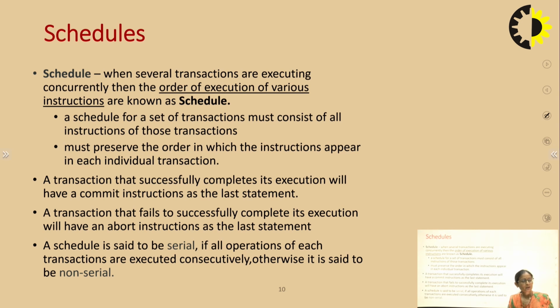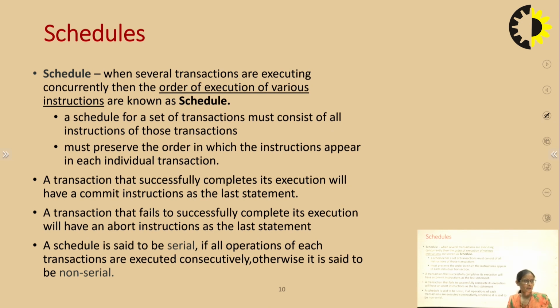What is a schedule? When several transactions are executing concurrently, the order in which they are executing at that particular time instant is your schedule. A schedule for a set of transactions must consist of all the instructions of those transactions, and it must preserve the order in which the instructions appear in each individual transaction. A transaction that successfully completes its execution will have a commit instruction as the last statement. A transaction that fails, that is, never moves to successful completion, needs to be aborted.